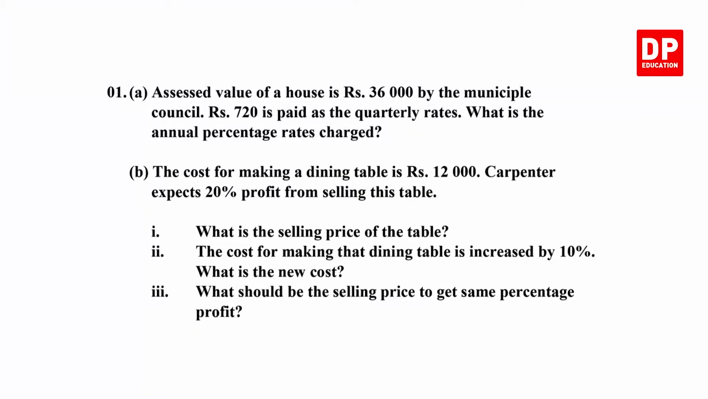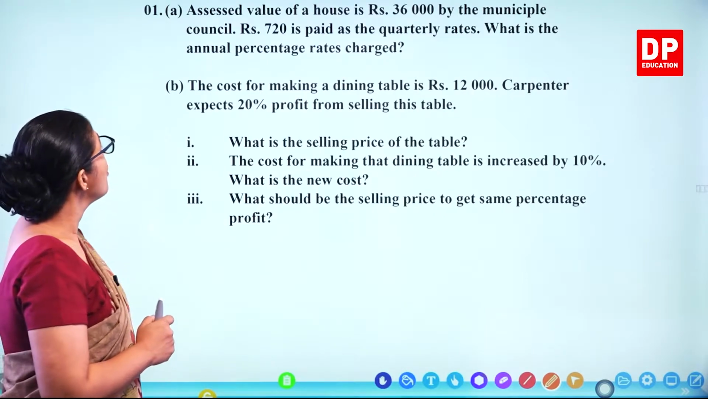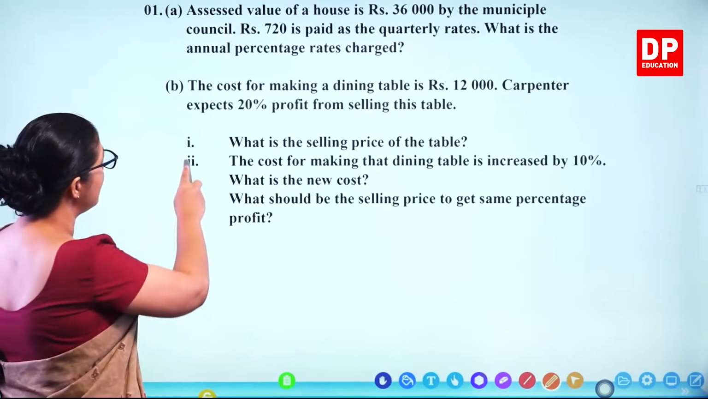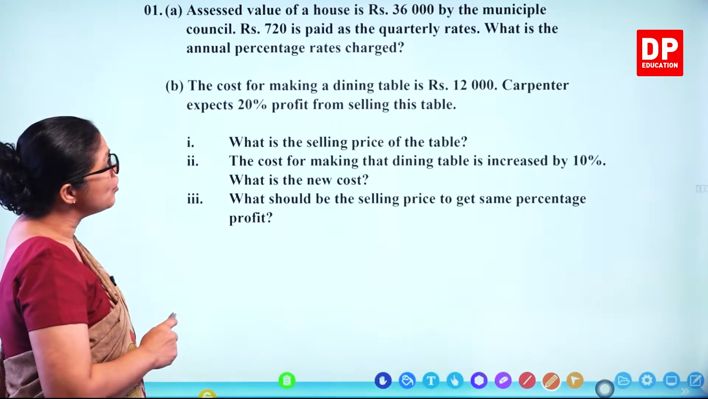Let's take question number 1 in Paper 2. The assessed value of a house is 36,000 by the Municipal Council and quarterly rates are given, and you are asked to find out the percentage rates. And also there's a percentage question. So you get 2 parts, and here in the second part another 3 parts. So we'll do them separately.